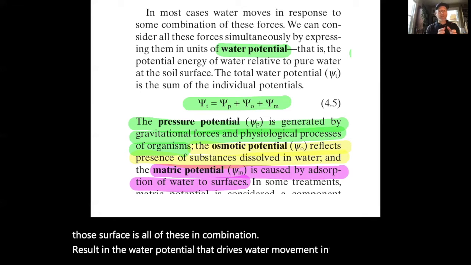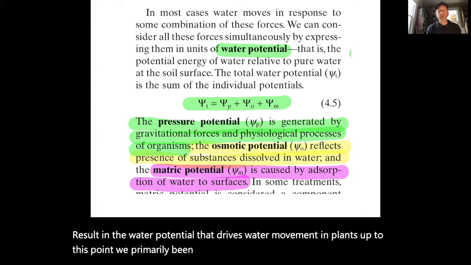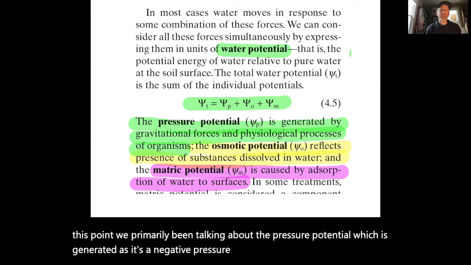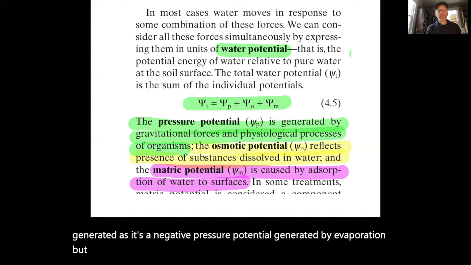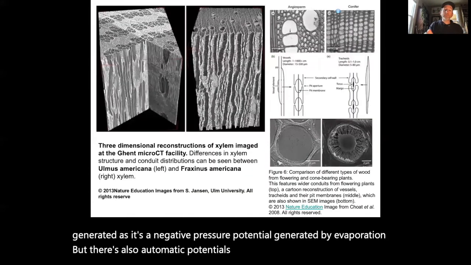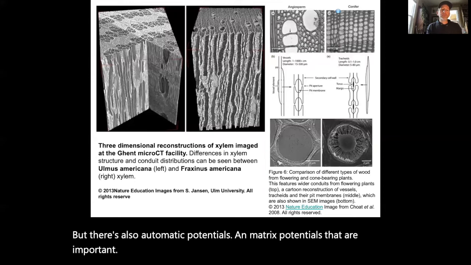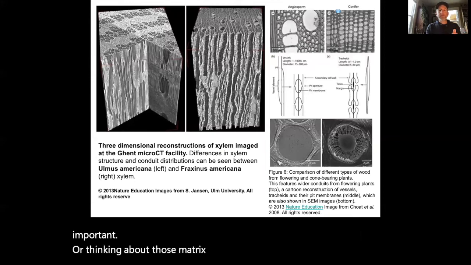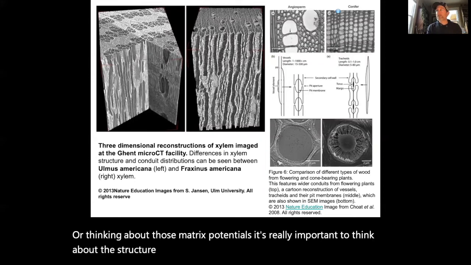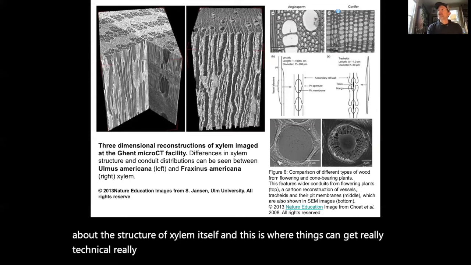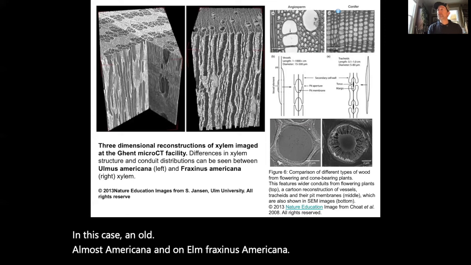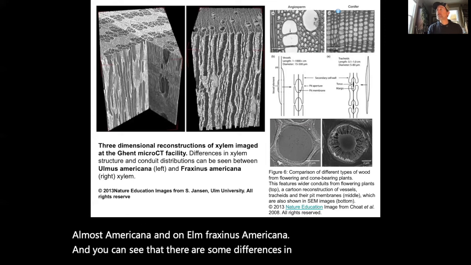Up to this point, we've primarily been talking about the pressure potential, which is a negative pressure potential generated by evaporation. But there's also osmotic potentials and matrix potentials that are important. When we're thinking about those matrix potentials, it's really important to think about the structure of xylem itself. And this is where things can get really technical really fast. So these are some nice images of xylem anatomy. And you can see that there are some differences in xylem anatomy in these two species.